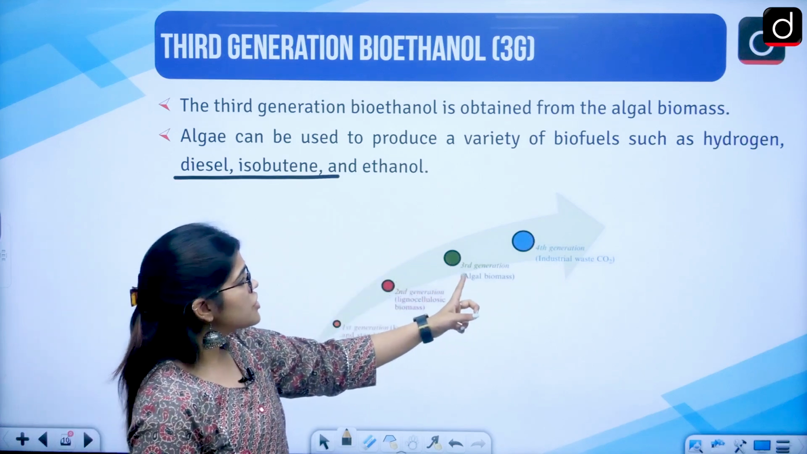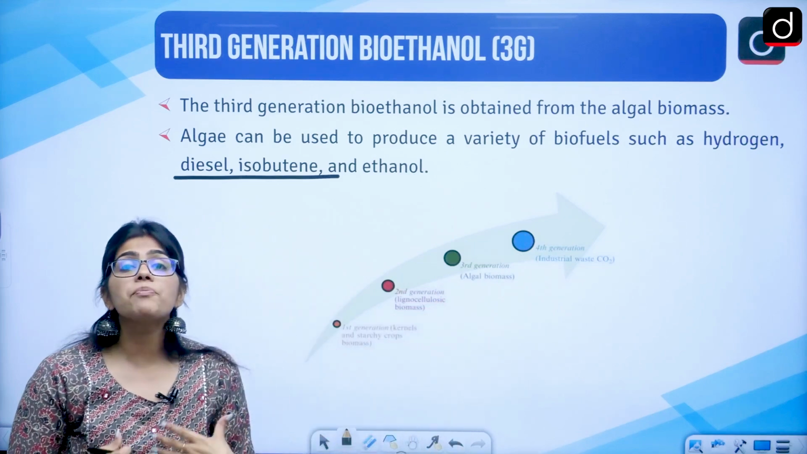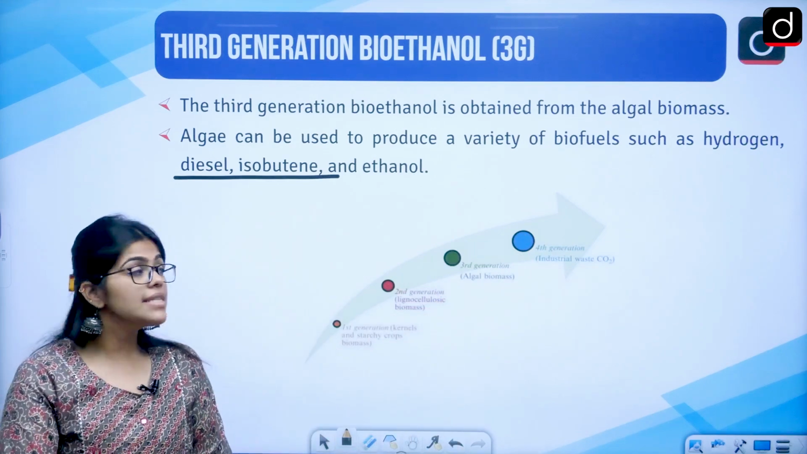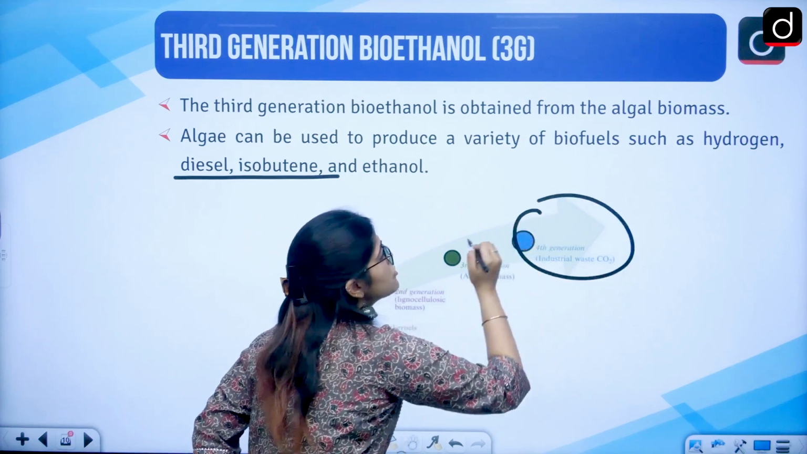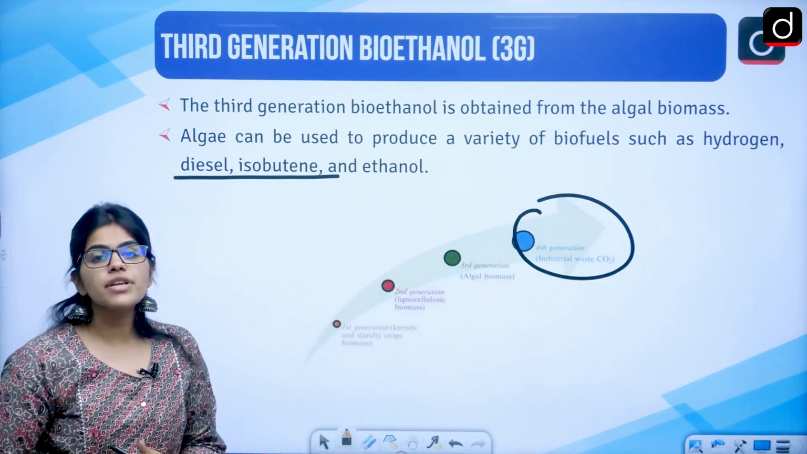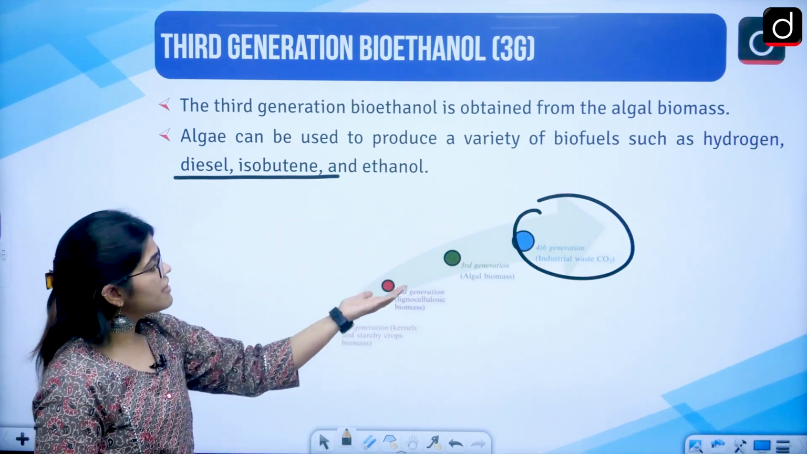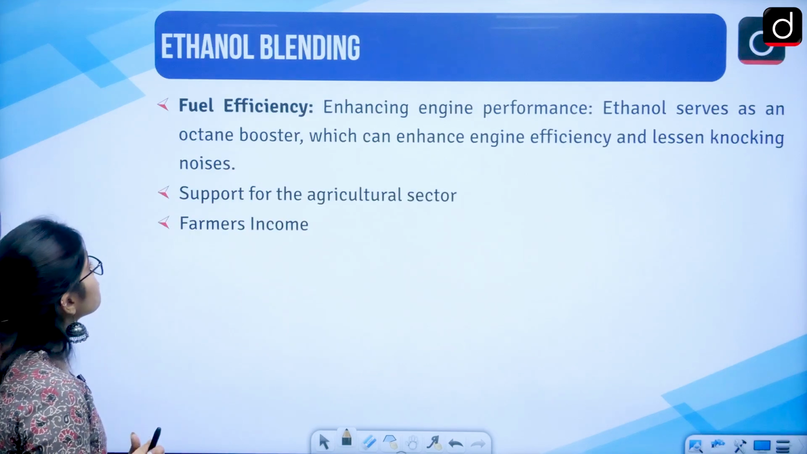Then we have the third generation, and now we also have the fourth generation, which we are preparing from waste. And this has been very much in boom. We want to push towards the usage of slurry to make our bioethanols, right? This is how the different generations are.